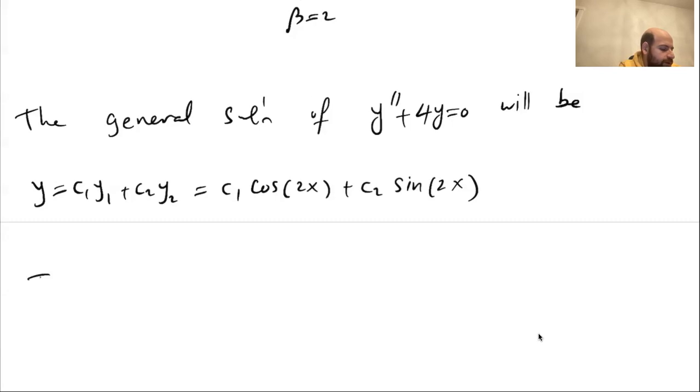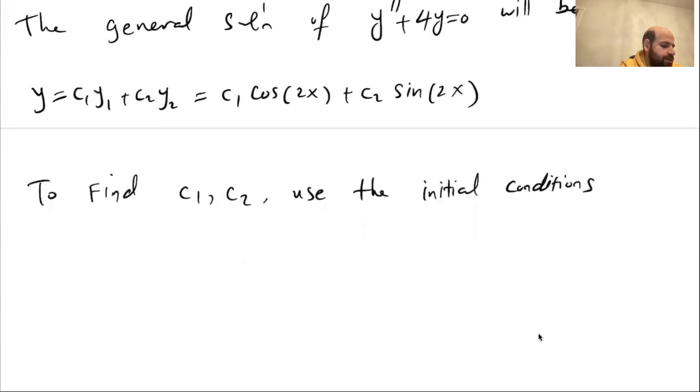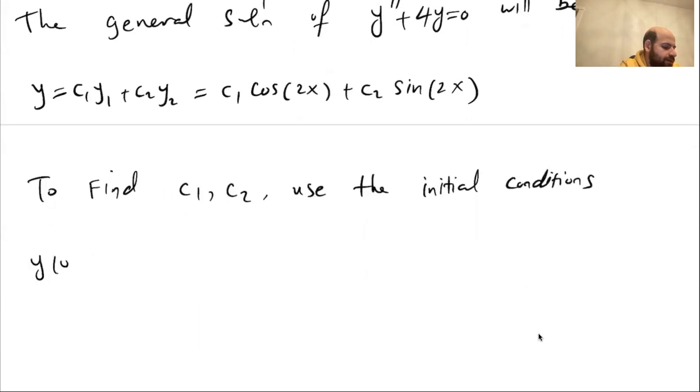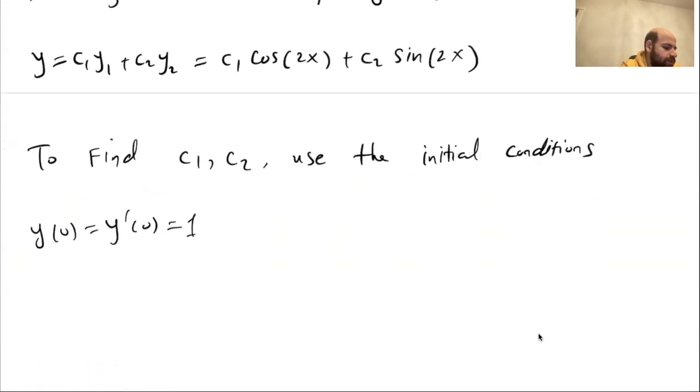And to find c1 and c2, use the initial conditions. Initial conditions here are y of 0 equals y prime of 0 equals 1. These were my initial conditions. So y of 0 equals 1. That gives me c1 equals 1, because y of 0 will be c1.